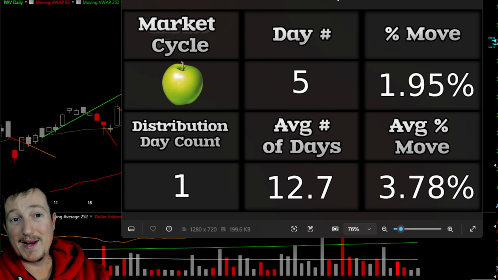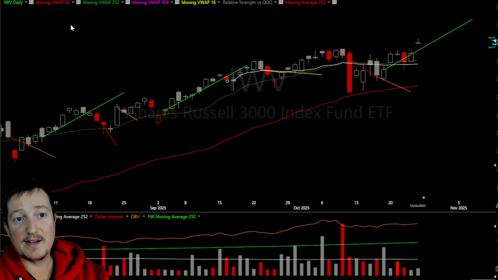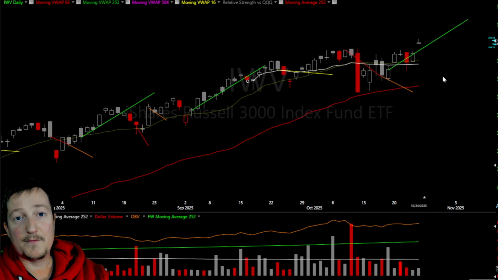We've moved about 1.95%. Distribution day count is 1, and the average number of days in a green cycle is about 12.7, and we move about 3.78%. And as you can see from this green line, it represents that average move for the market during that time period. So I just wanted to start with that to show you guys. I'll do more about this later on in the video, but let's get into some of the major markets that you guys probably follow more closely than this one.